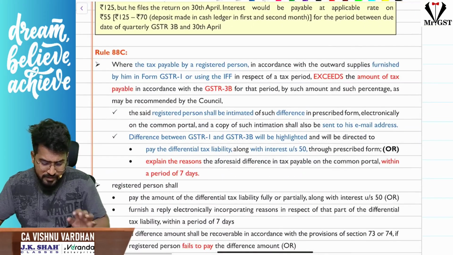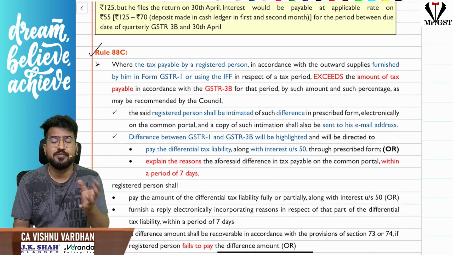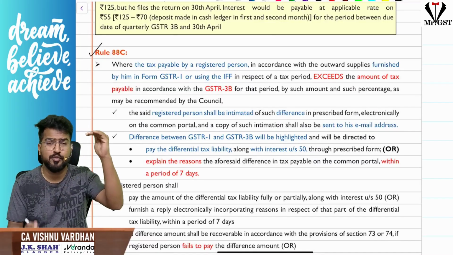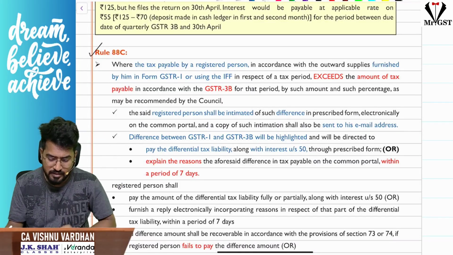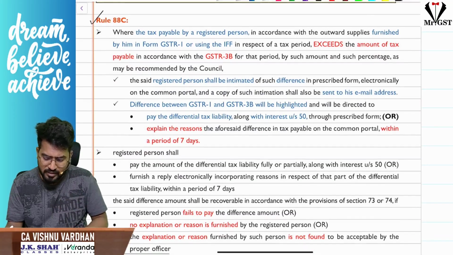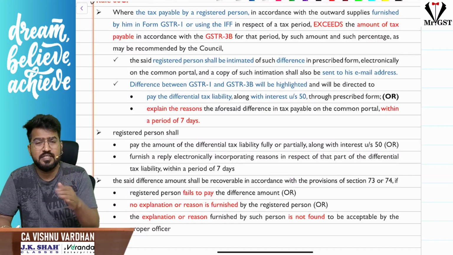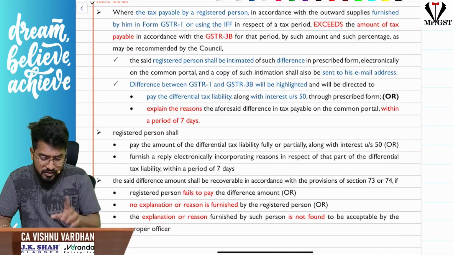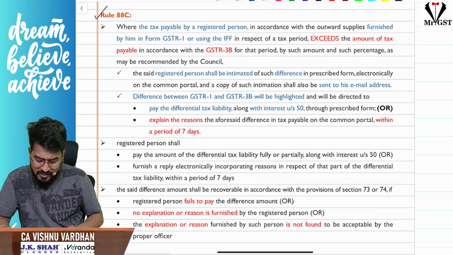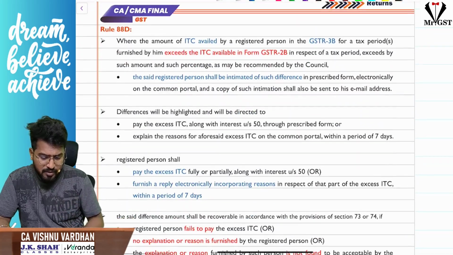Next, rule 88C, as I already discussed, sir. If there is any difference between GSTR1 and 3B, where in GSTR1 you are showing more sales but in GSTR3B you are giving less sales, then a notice will be served to you. You should explain the details, as I already told you while discussing that GSTR1 or IFF is not allowed to be filed. That concept I have discussed. So the basic structure is the same for rule 88D also.